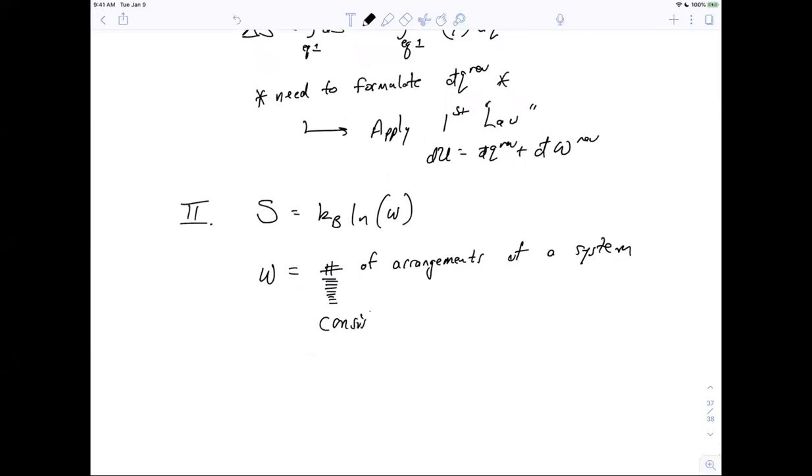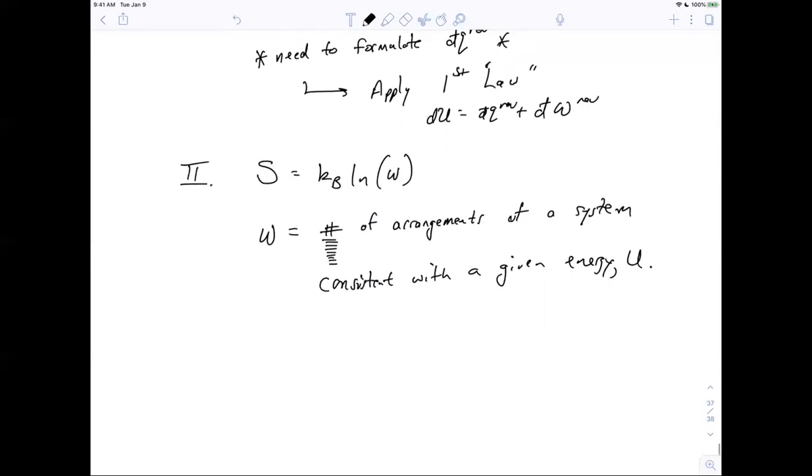consistent with a given energy U. Okay, since we're dealing with an isolated system, what we're going to have is a constant U, because the U doesn't change since the system is isolated. So if we were to peer down with some instrument at the molecules and the atoms of that system, then all of the arrangements that are possible for that system consistent with that energy U is what W is. So W is just a number.